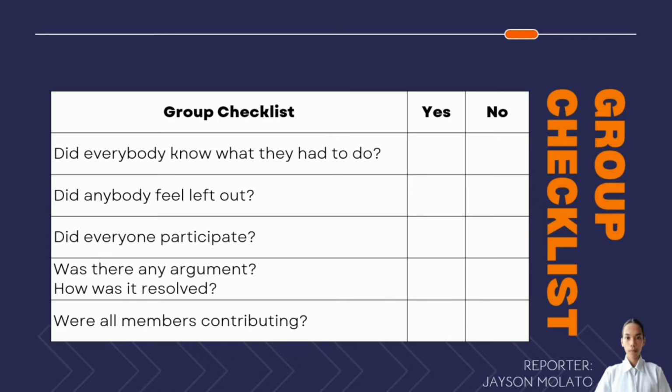So these questions may be evaluated during that collaboration activity. The first question is, did everybody know what they had to do? You may answer this yes or no. Did anybody feel left out? Did everyone participate? Was there any argument? How was it resolved? Were all members contributing? So again, this is just a few questions that are evaluated as a group.